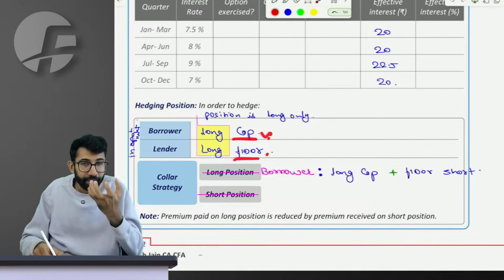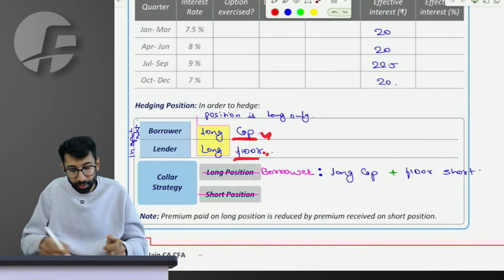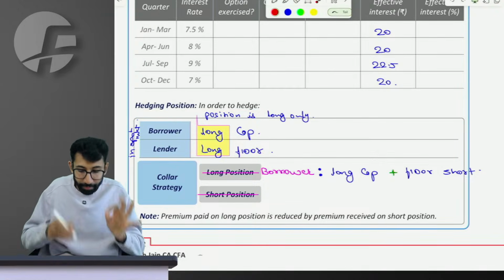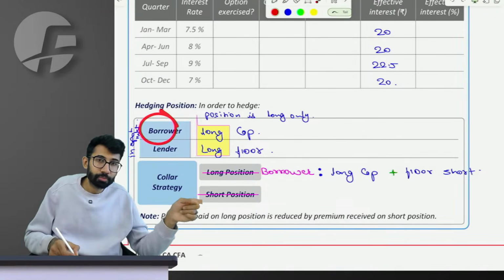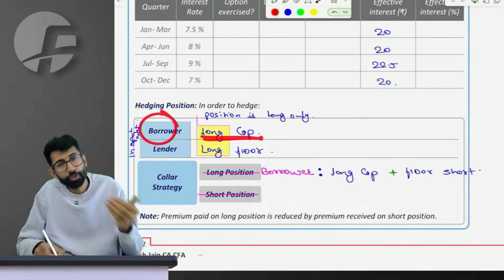Either you want to buy an option to borrow or you want to buy an option to lend is the decision. The golden rule will solve your problem. As a borrower, you know you will borrow in the spot market, so do the same thing in the derivative today. So buy a cap, it will give you an option to borrow.